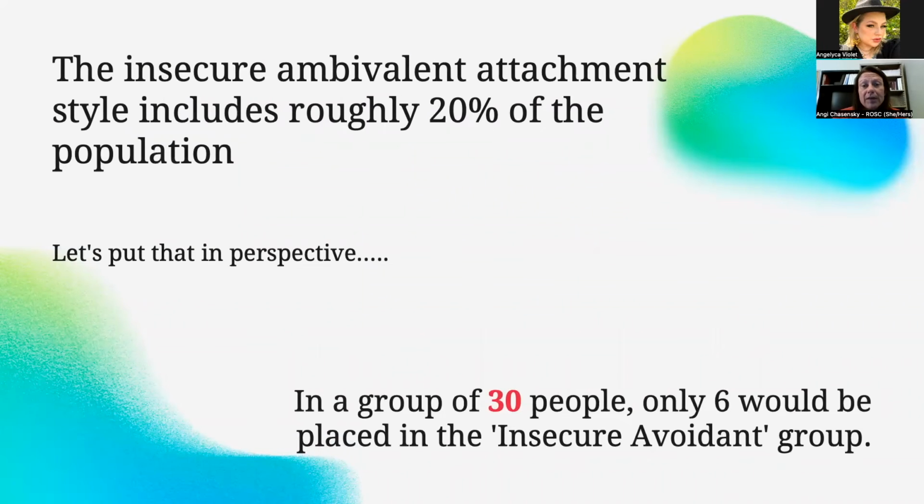The insecure ambivalent attachment style includes roughly 20% of the population. Now let's put that percentage into perspective. So let's say if there's a group of 30 people, only 6 would be placed in the insecure avoidant group.